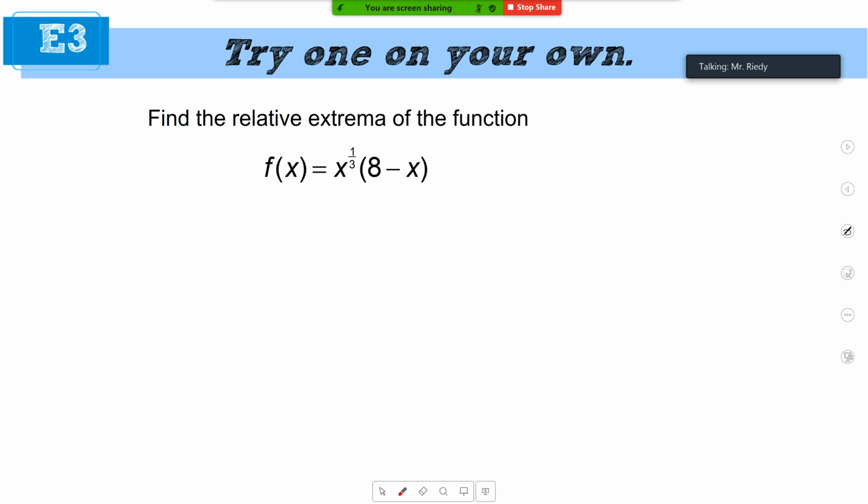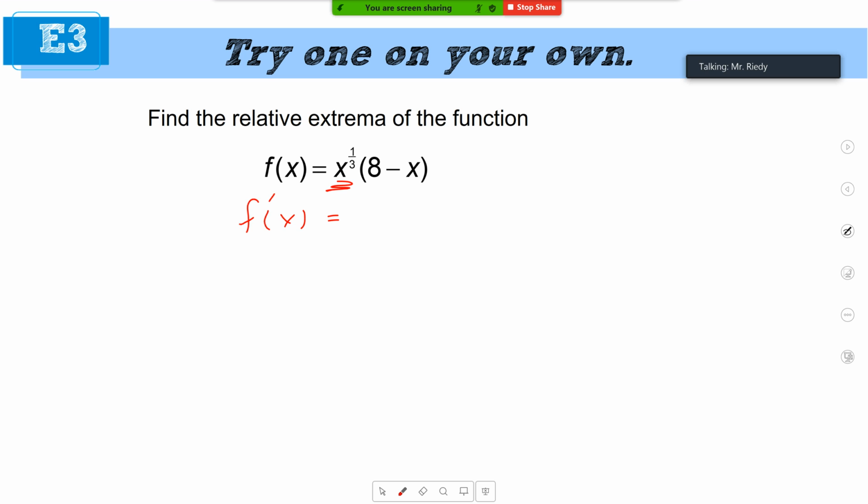Gavin, let's pick on you. Where are the critical numbers? Would it be -4? I didn't take the derivative yet. Oh, boy. Well, okay, so let's back up. Gavin, could you help me with the derivative, please? Would it be 8 minus 4x over 3x to the 2/3? Yeah, you did it wrong.